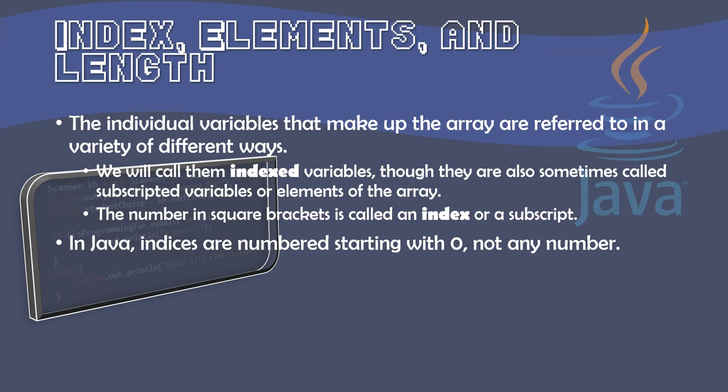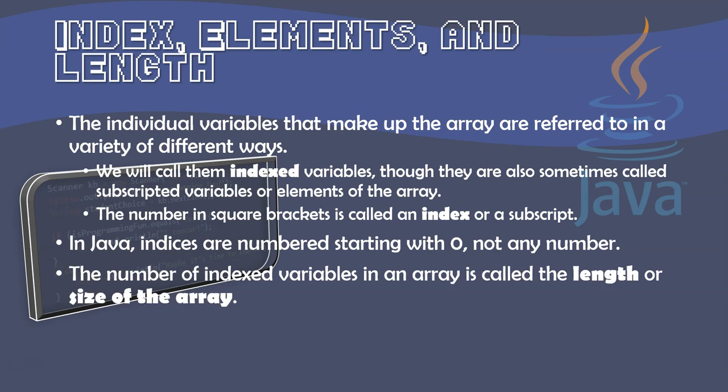They start at 0. So keep that in mind. It's a very common thing. Just like when we look at strings, we had a similar thing. The first position is always at 0. Now, the number of indexed variables in an array is referred to as the length or the size of the array.